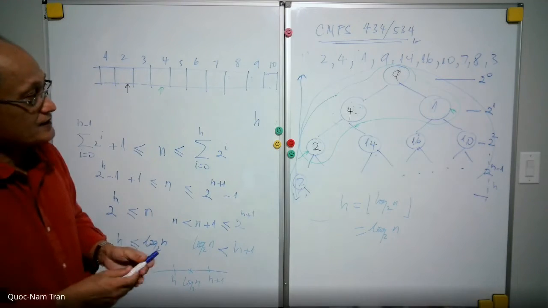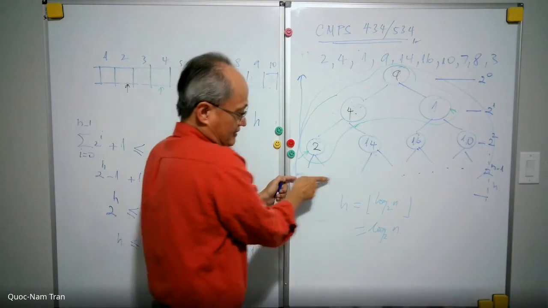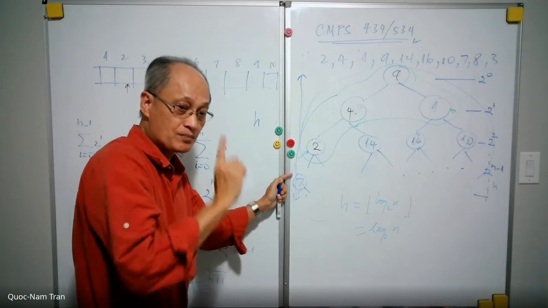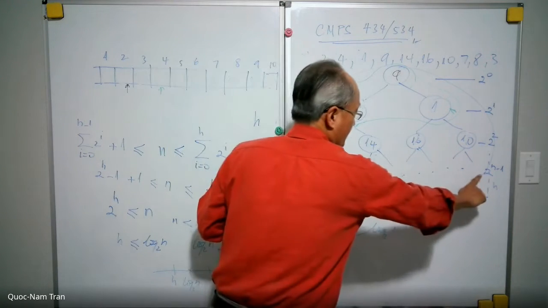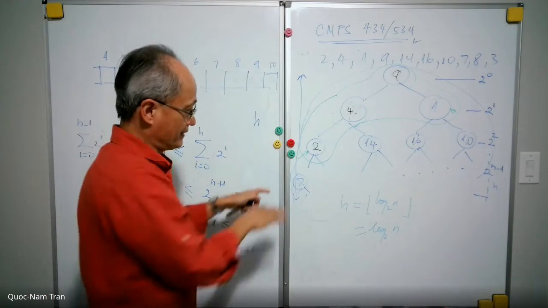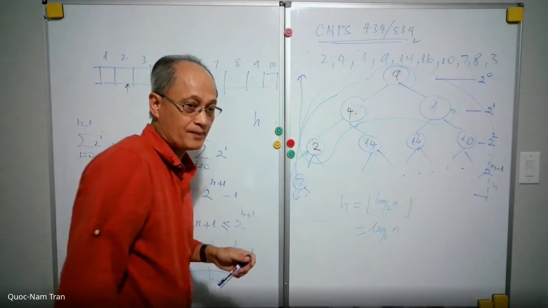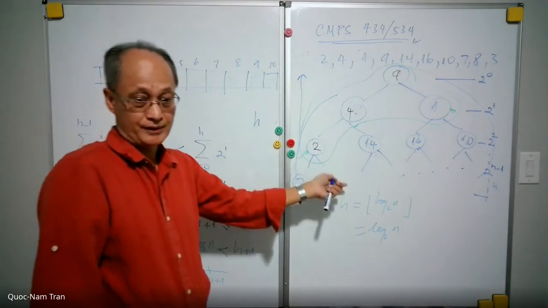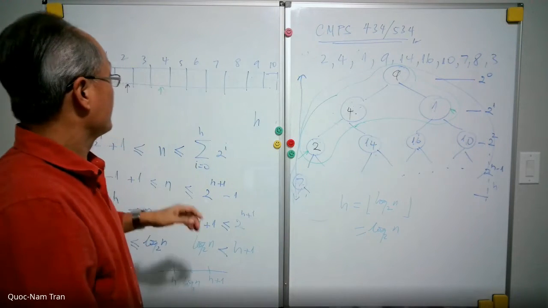The key point here is that for a heap, the last row will have between 1, for the smallest number of nodes, and then the full, meaning 2 to the power h, where h is the height. So that is the height of this tree, or the height of a heap.